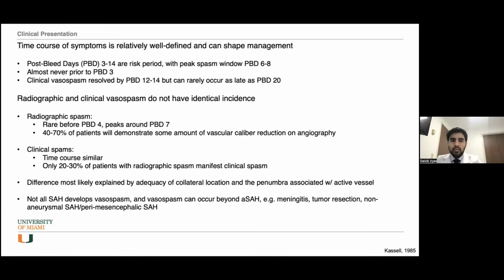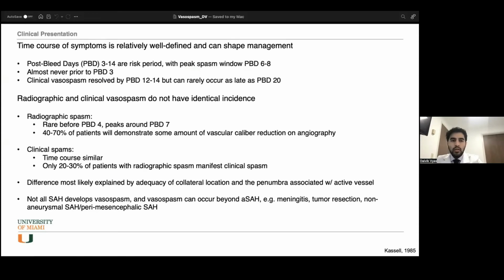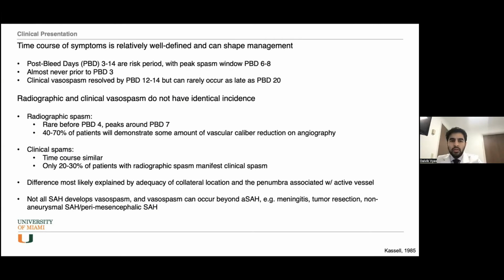So post-bleed days 3 through 14 are the highest risk period for vasospasm, with peak spasm window being between days 6 to 8. It almost never occurs prior to day 3, and clinical vasospasm itself resolves by around 2 weeks after hemorrhage, but can occur as late as day 20.